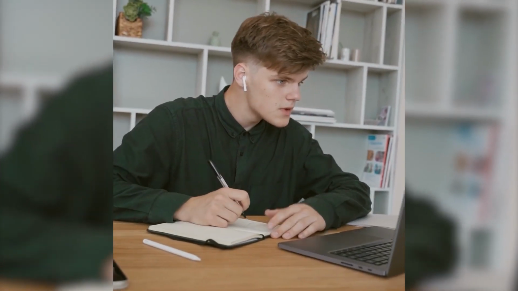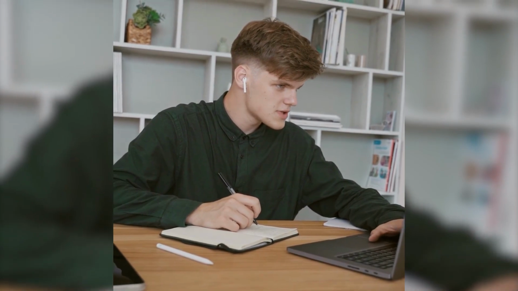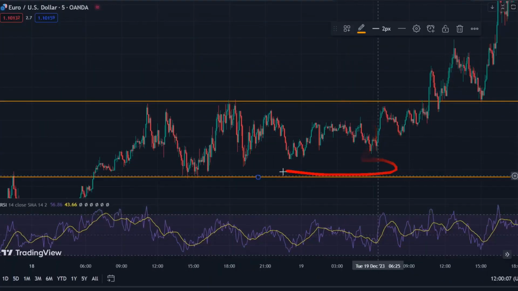The second strategy is a bit more detailed, so you should have paper and pen next to you and take notes of each explanation so that you don't forget anything. In this strategy, we're going to combine RSI with support and resistance levels. So first of all, I need to define these levels for you.